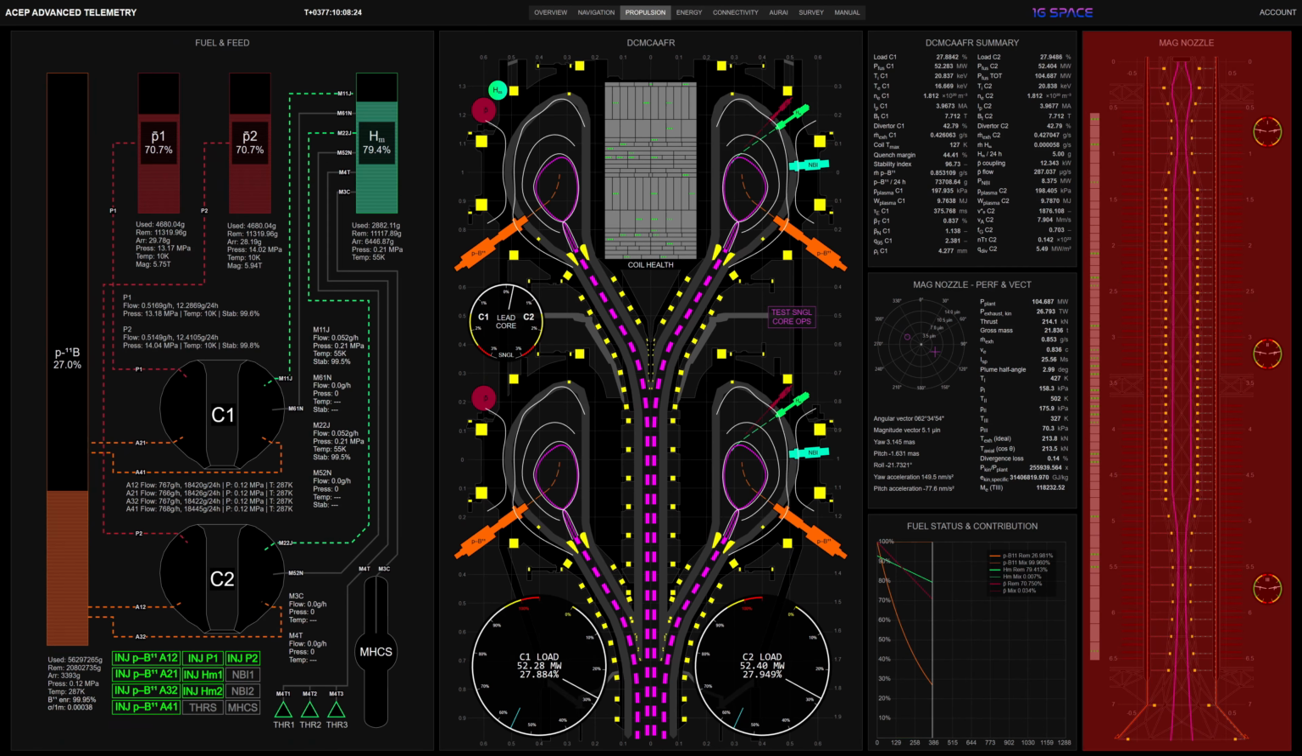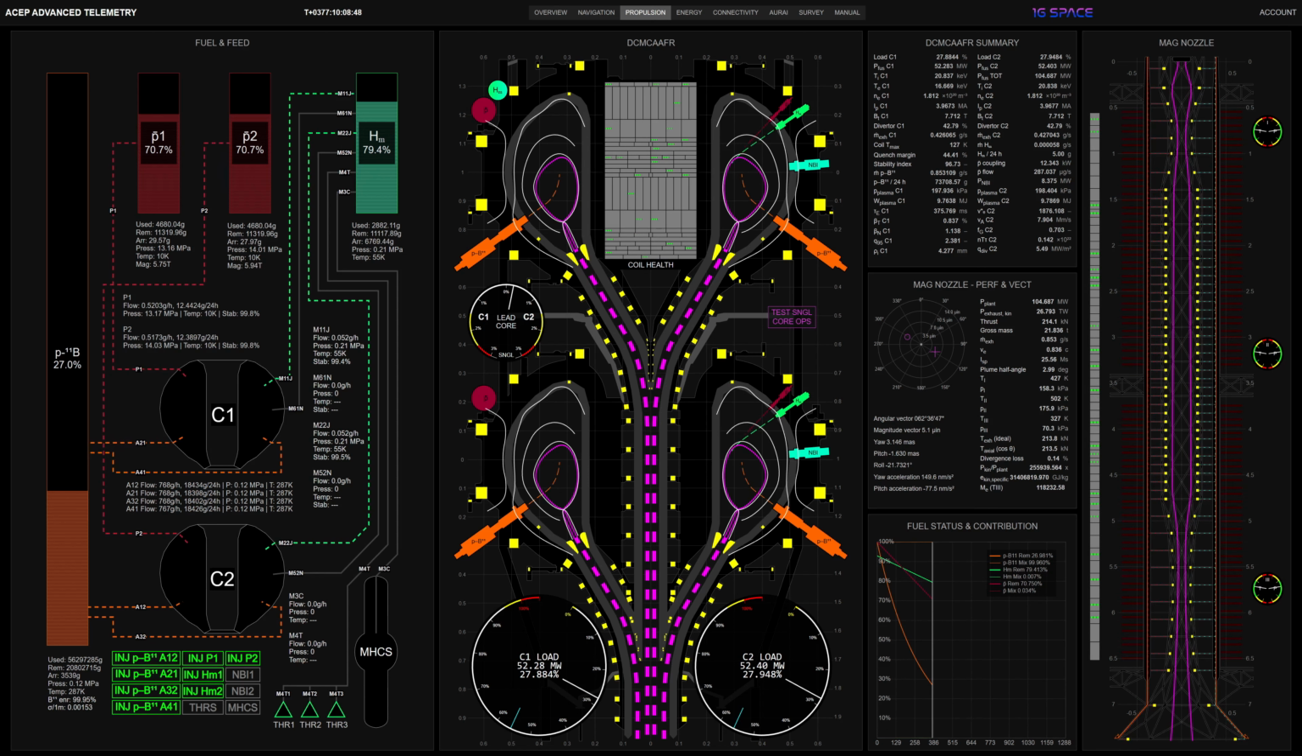The mag nozzle panel presents a longitudinal cross-section of the magnetic exhaust nozzle and its active control state. The magnetic nozzle converts reactor plasma energy into directed exhaust momentum by magnetically expanding, collimating, and detaching the plasma flow, enabling efficient thrust generation without material contact. The central plasma path visualizes the guided exhaust stream from the reactor interface through compression, reconstriction, and final expansion.